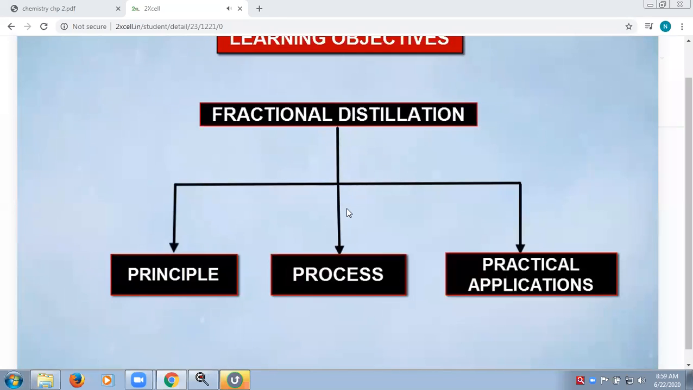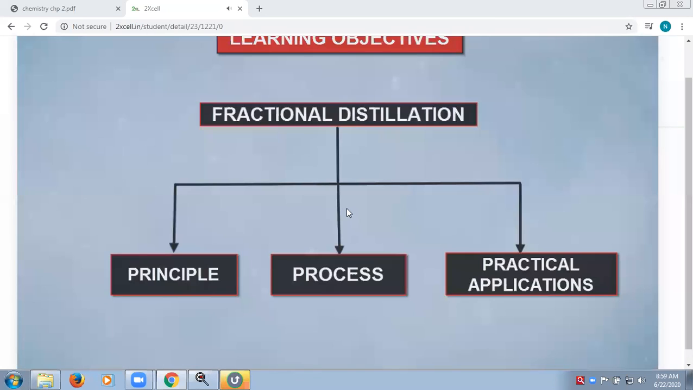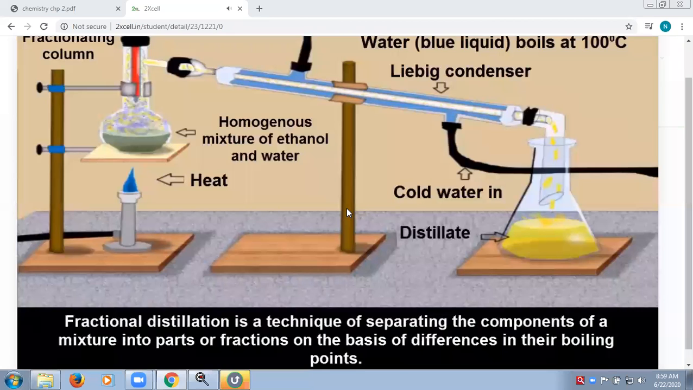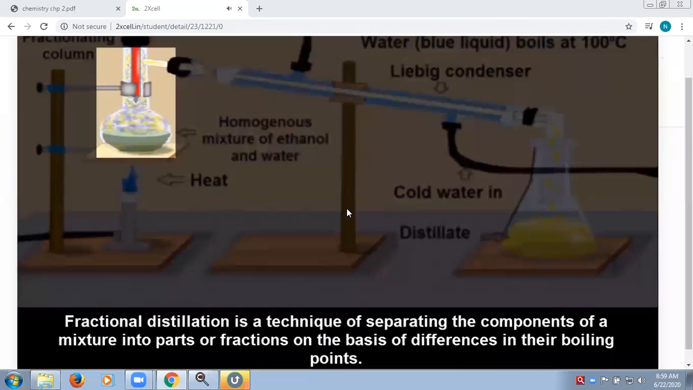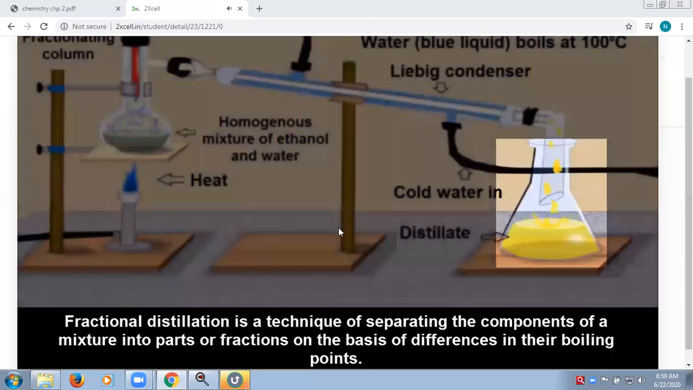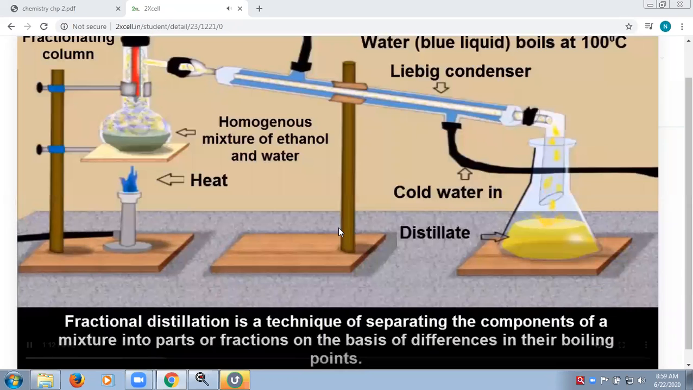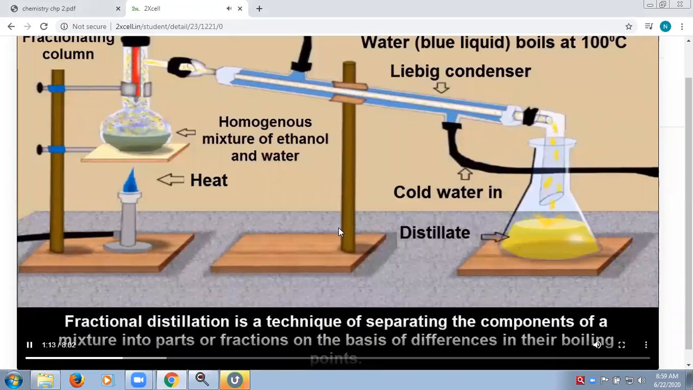Now, let us start by discussing what fractional distillation actually is. Fractional distillation is a technique of separating the components of a mixture into parts or fractions on the basis of differences in their boiling points. And if the difference in the boiling point is less than 25 degrees Celsius, we can easily separate the components of a miscible mixture by this process.